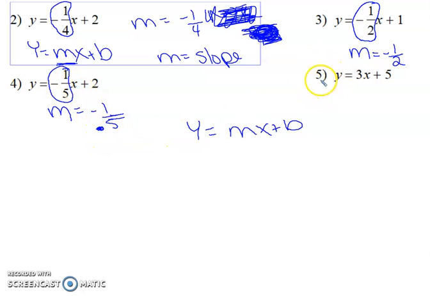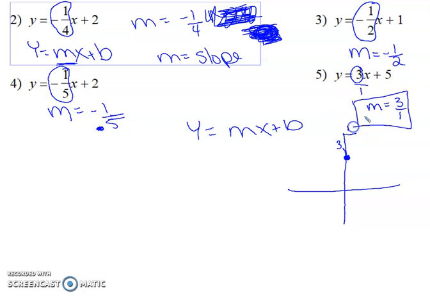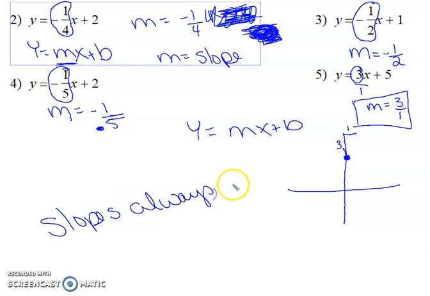Here's a harder one. Look at number 5. So I have 3. Okay? If I try to graph a slope of 3, how would I graph that when we did the graphing? I went up 3 and then I went over 1. So what is that slope? M equals 3 over 1. Slopes are always written as a fraction.